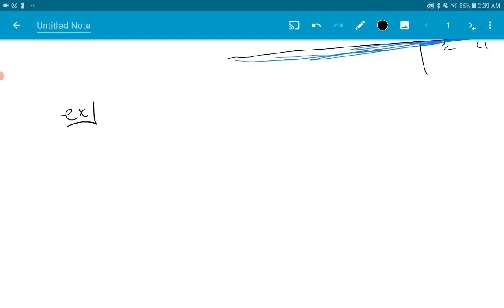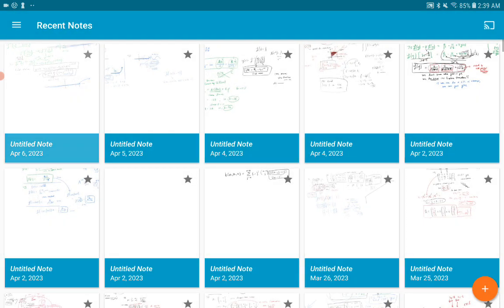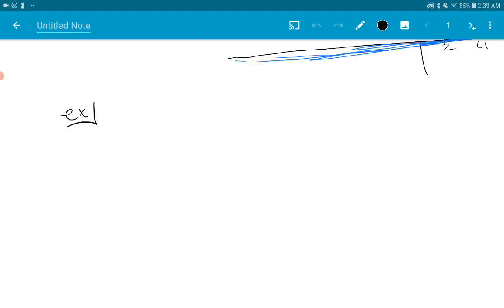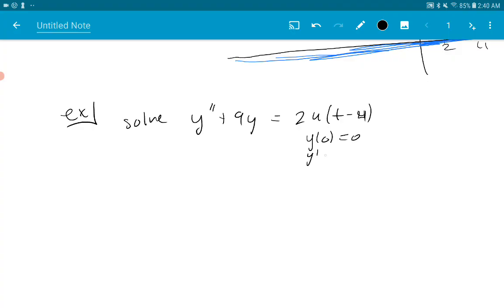This will be our last example. Sorry about that. Our last example. How about this one? Solve y double prime plus 9y equals 2 times u of t minus 4. So again, we have a step function in the right-hand side. And let's say the initial conditions are y of 0 is 0 and y prime of 0 is 0.